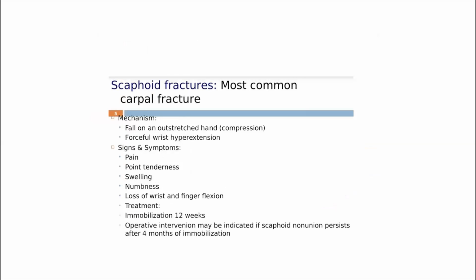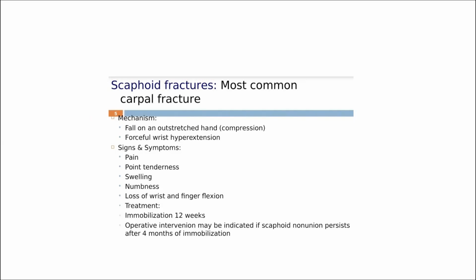Scaphoid fracture is the most common carpal fracture, due to a fall on the outstretched hand, which leads to compression, forceful wrist hyperextension and radial deviation. That is the common mechanism of injury. The signs and symptoms are pain, point tenderness over the anatomical snuffbox, as you remember from the anatomy, swelling, numbness, and loss of motion of the wrist and finger flexion, because it is responsible for the motion.